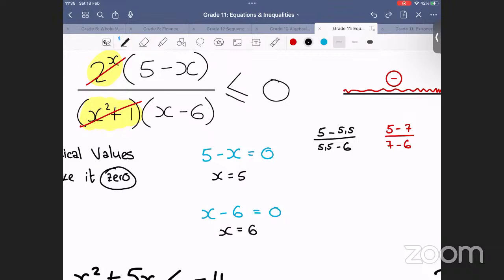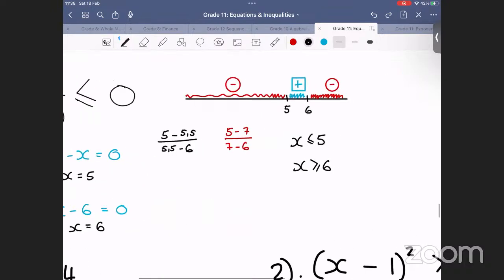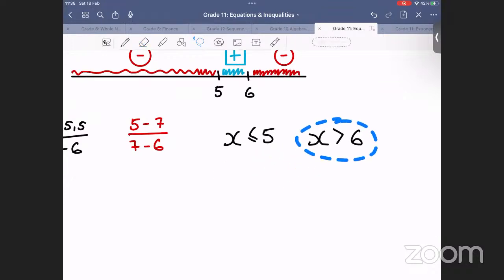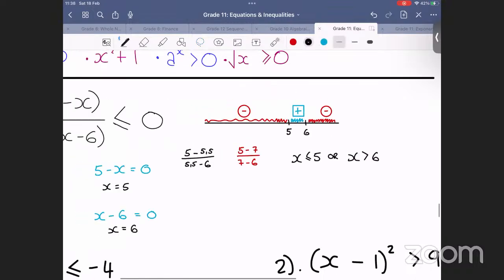I can still use this equated to 0 to calculate my critical value. However, I cannot include 6 because it makes the denominator 0. So this is one of those restrictions. So I remove this. So my final answer is x is less than or equal to 5, or x is greater than 6, not or equal to. Even though the question includes it, I will not include it.